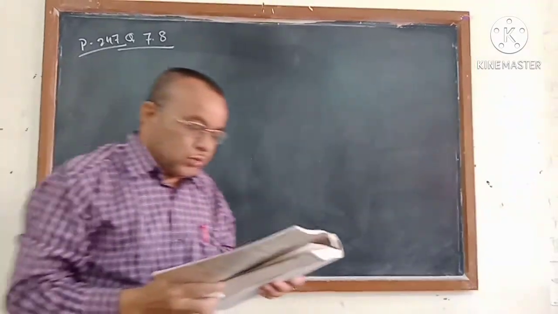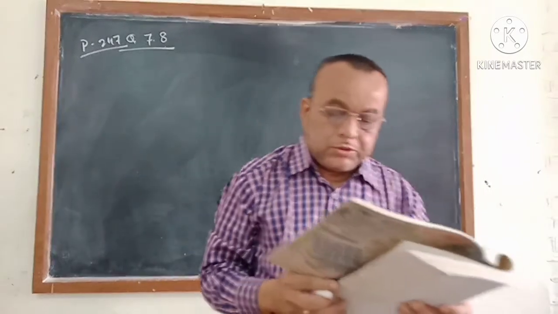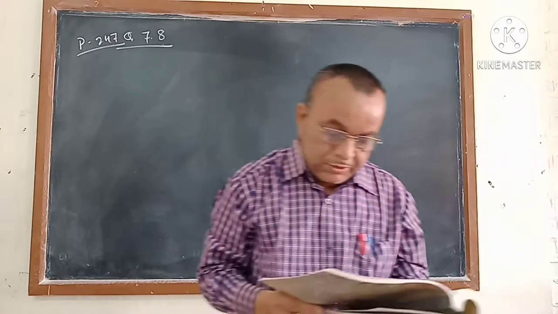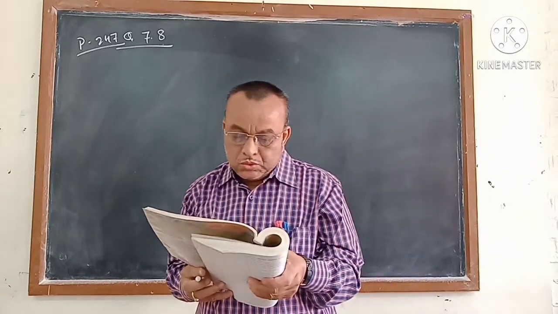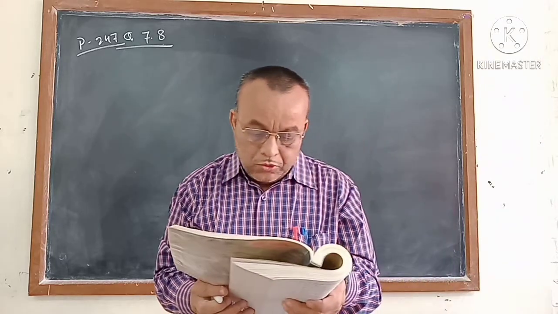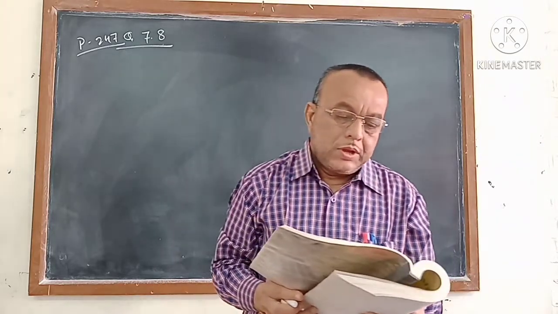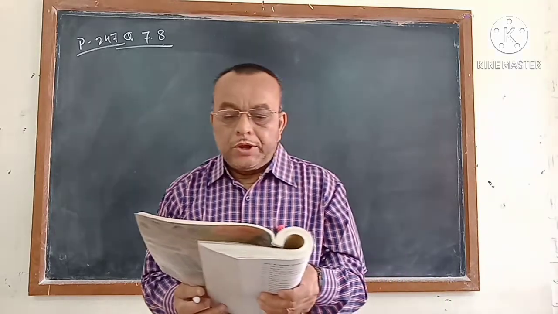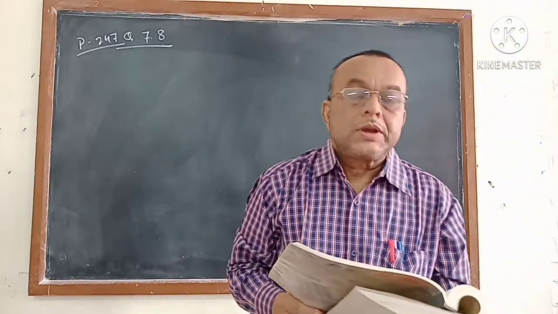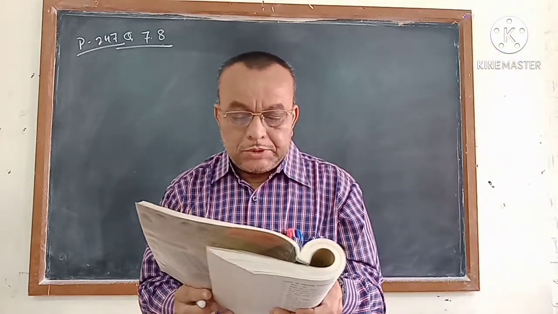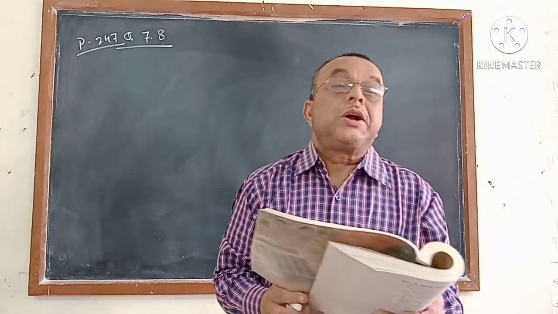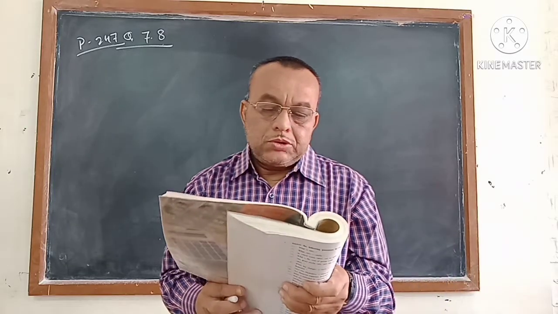Question 7 says: calculate the net profit ratio from the information of question number 5 and question number 6. So once again we have to go back to question number 5. In question number 5 it is given: from the following information calculate the operating ratio. But in question number 7 we have to find out the net profit ratio on the basis of question number 5. So what is given in question number 5?